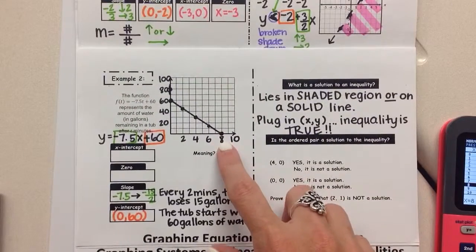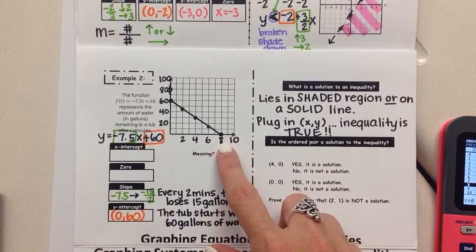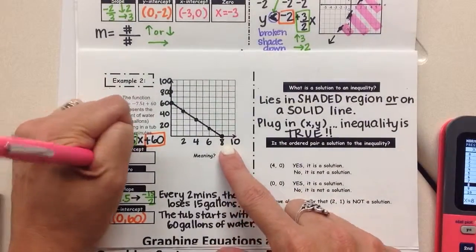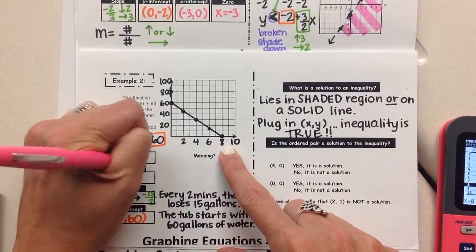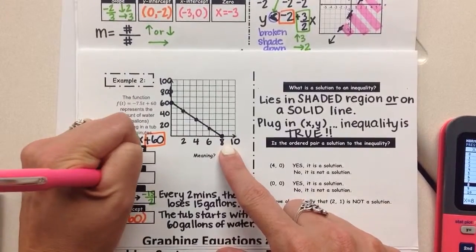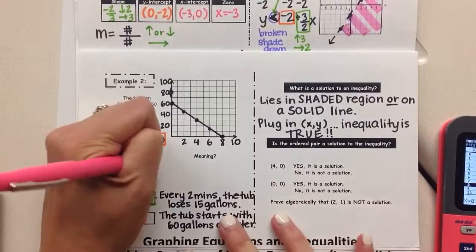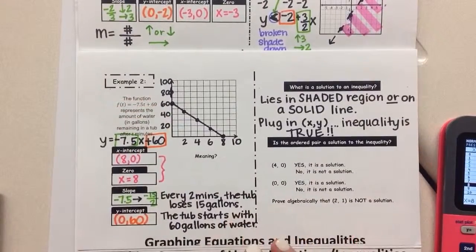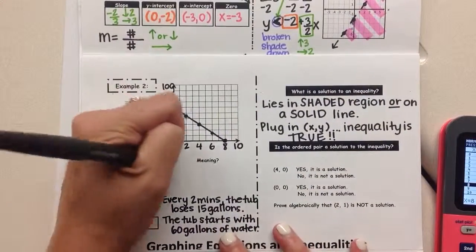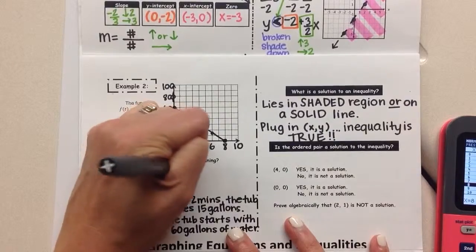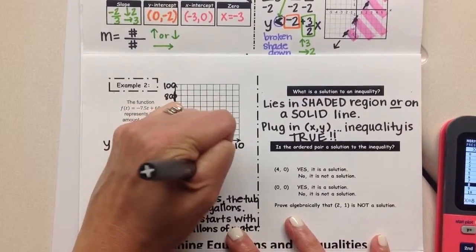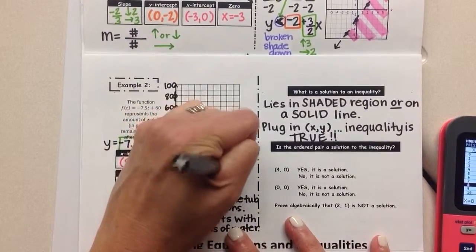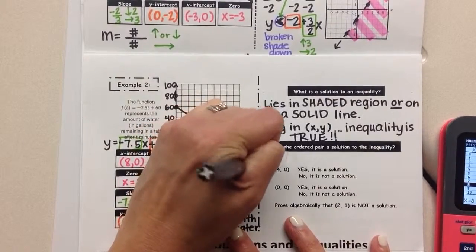So my x-intercept is at the ordered pair 8, 0. And my 0 is x equals 8. Now, these are saying the same thing, so I'm going to combine them into one meaning. So I'm going to say it takes the tub 8 minutes to drain.